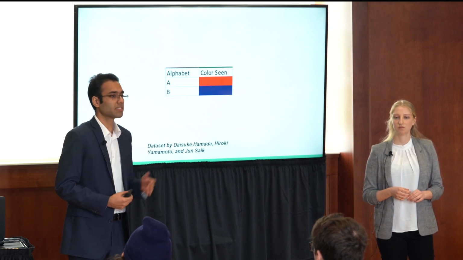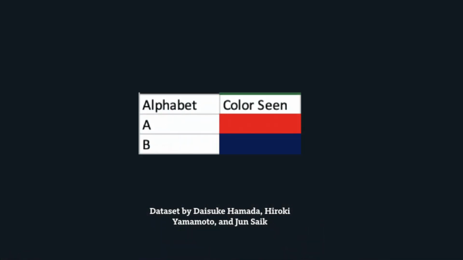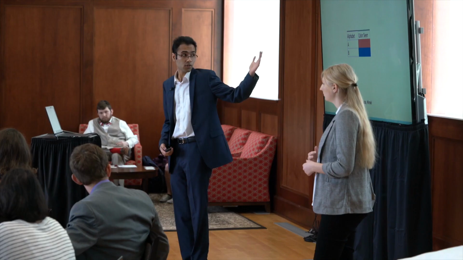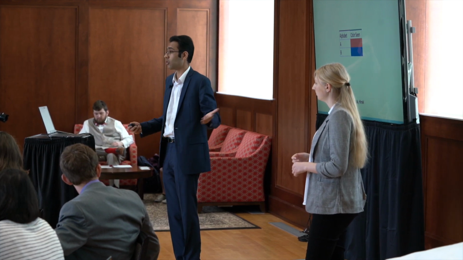For our database, we had 4 different languages, and we had different characters for those languages. For each character, there was a record of what color synesthesia patients saw. So over here, for instance, for the letter A, people saw the red color, or for the letter B, people saw the blue color. And that is how our database was organized by Japanese scientists.